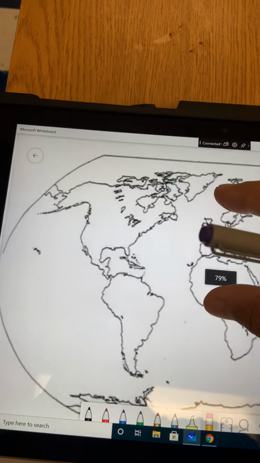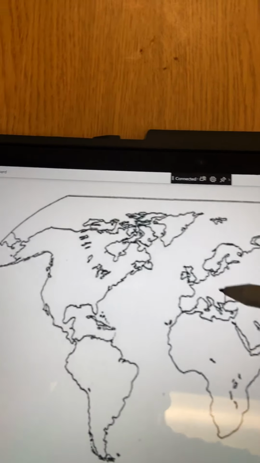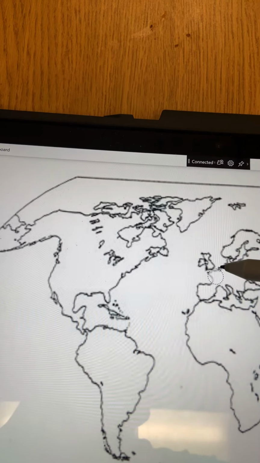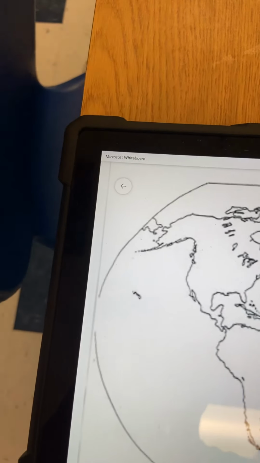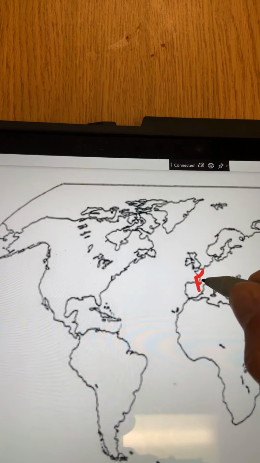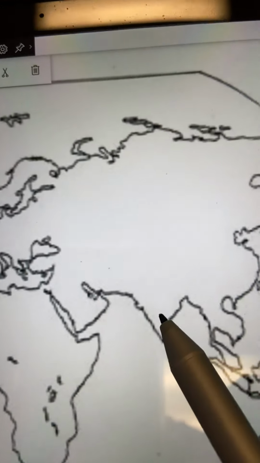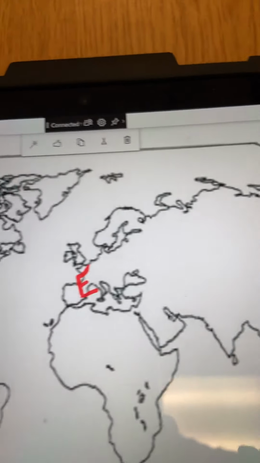This is a map of the world, obviously on flat paper. Of course, right here is Europe. I'll go ahead and label it in. If I can get the right, let's use red. Here we go. I'll just put a big E. Right there is Europe. And of course, over here is India and China in the Far East.